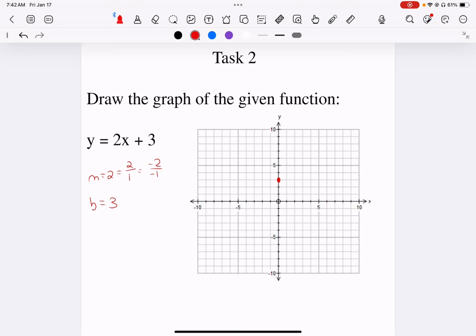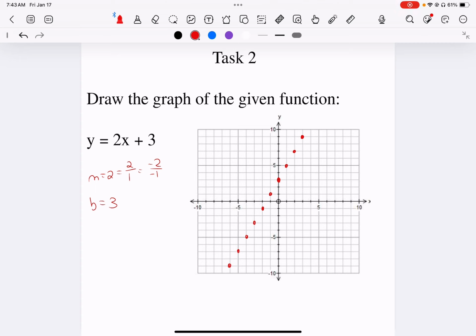Then I'm going to move based on my slope. Up 2 to the right 1. Up 2 to the right 1. I can't go up 2 anymore, so I'm going to go the opposite way. Down 2 to the left 1. Down 2, left 1. I'm going to continue this process until I have no more room left on my graph.